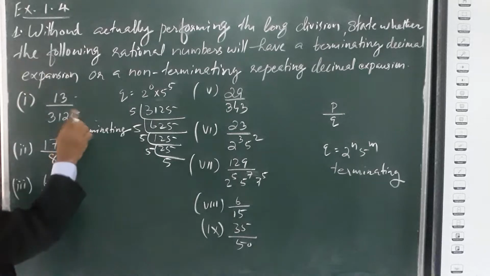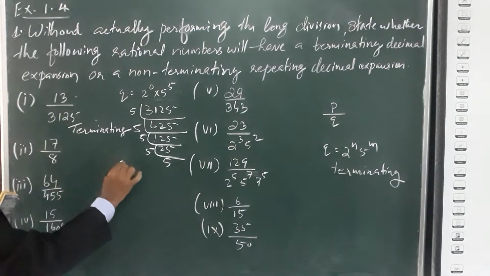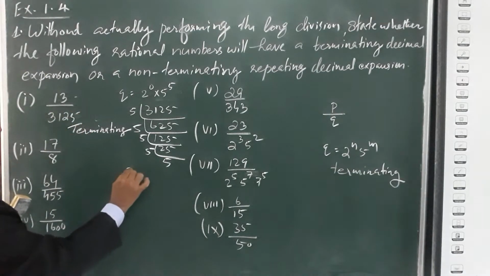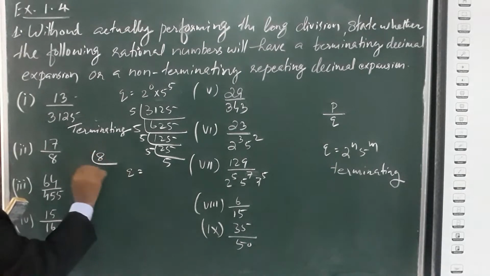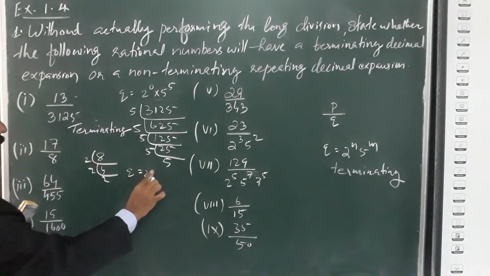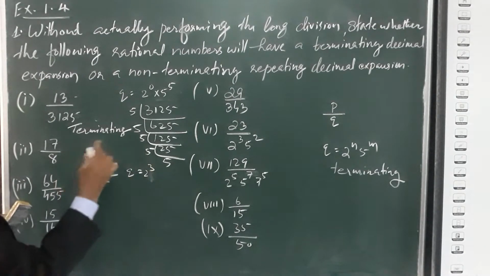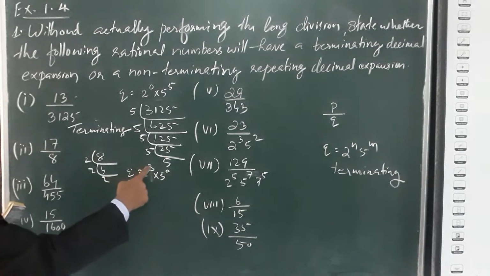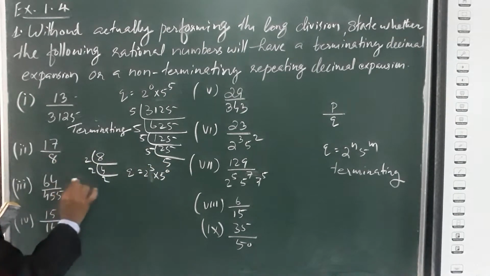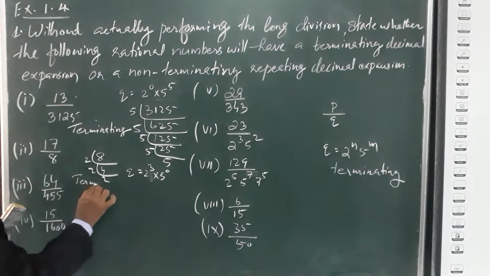Now the second question, 17 by 8. q is 8. You can write 2 times 4, 2 times 2, so 2 raised to 3 into 5 raised to 0. Here n is 3, m is 0. Now there are factors of 2 only, and therefore it is terminating.